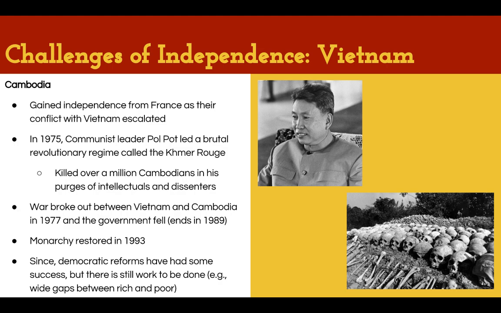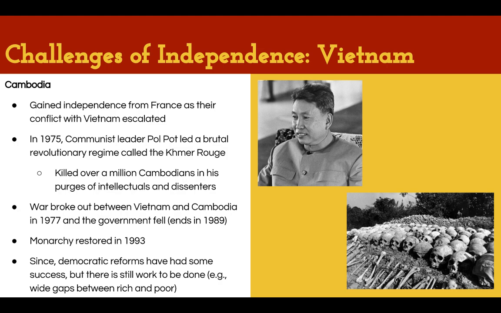Ultimately, this government killed over 1 million Cambodians in the purges that went on in the country to eliminate all dissenters and other intellectuals who did not support Pol Pot's government. Eventually, this conflict in Cambodia led to problems in Vietnam, and war broke out between Vietnam and Cambodia in 1977. The government of Cambodia ended up falling, and Vietnam maintained some presence in the country until 1989.